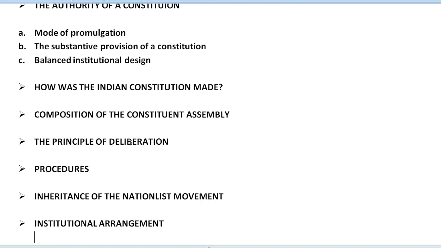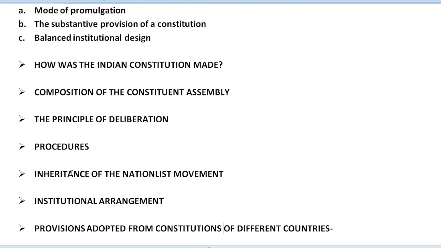The principle of deliberation. So of course, what do you mean by deliberation? What is the meaning of this word? And what is the whole concept related to this deliberation? Then after this video, we are going to discuss that. After that, we have the procedures, how all these things are going to take place. Next, we have inheritance of the nationalist movement. What is the role of the nationalist movement?